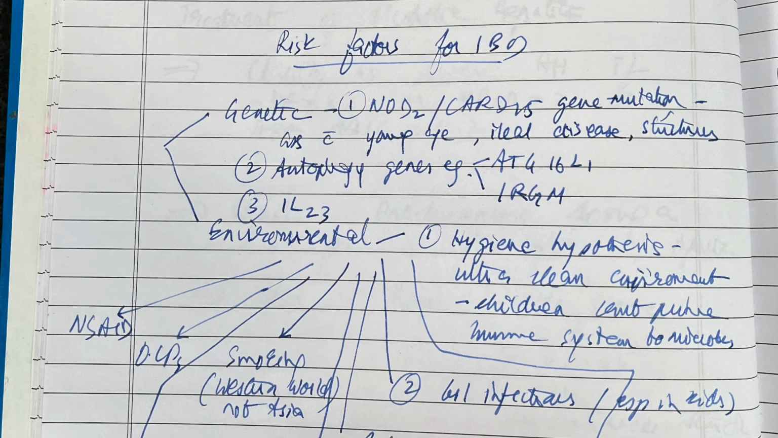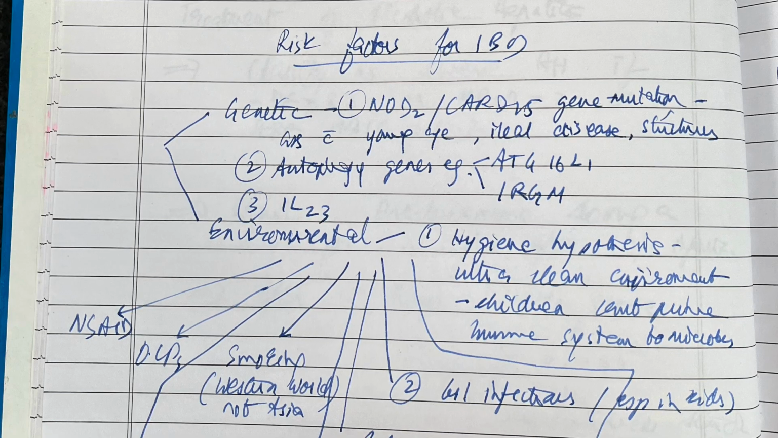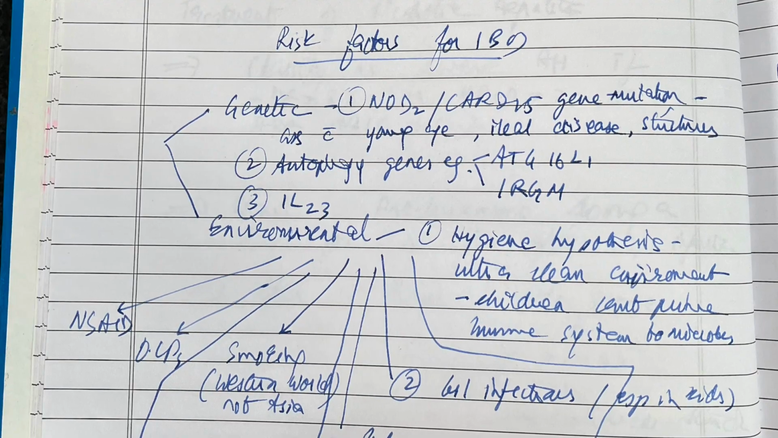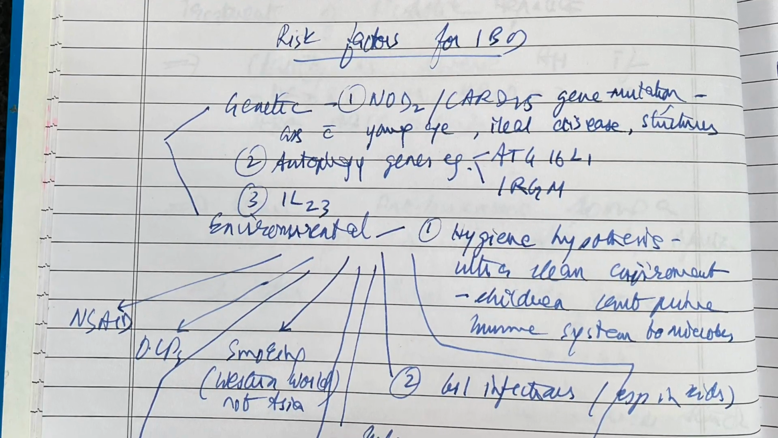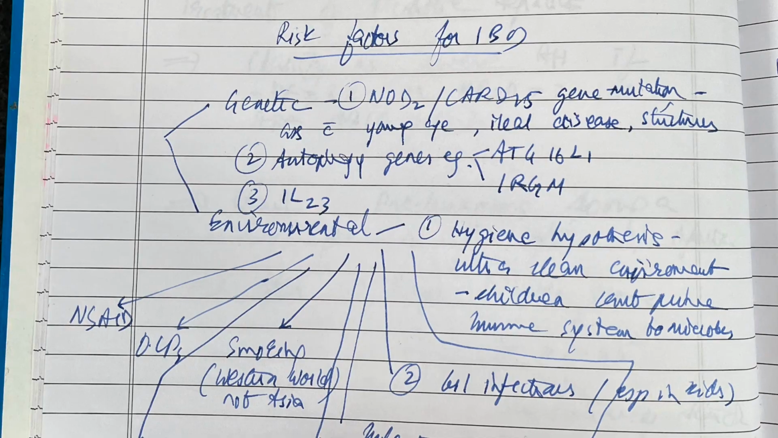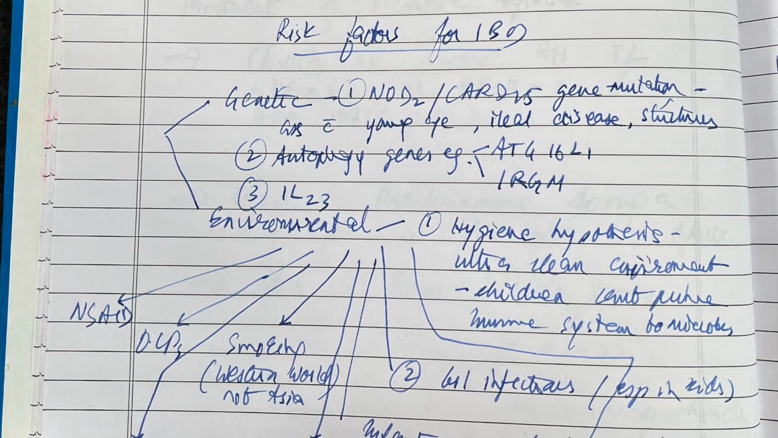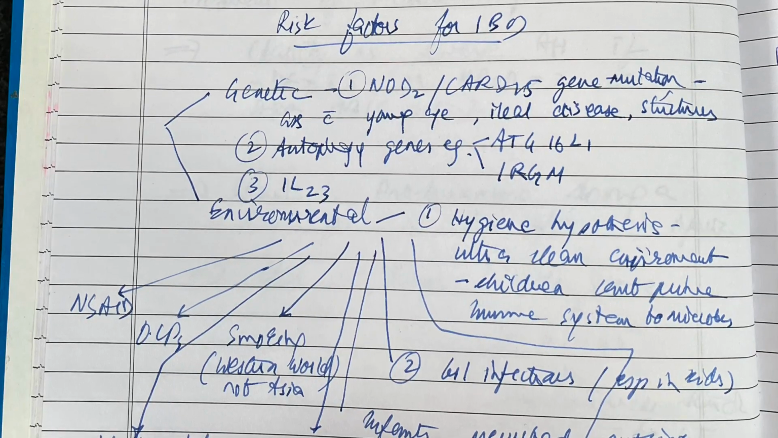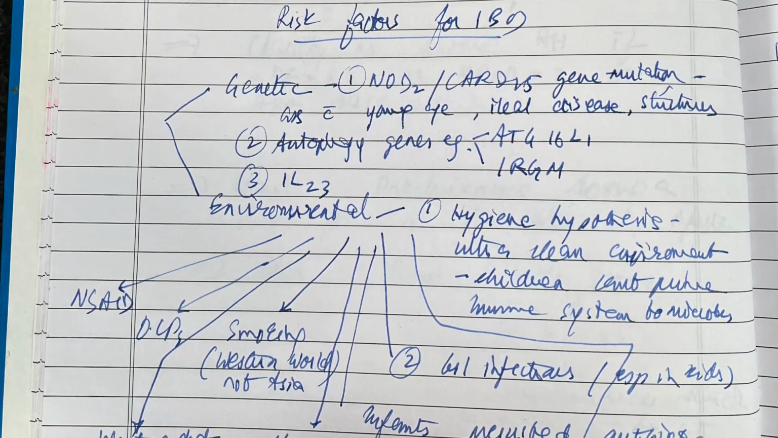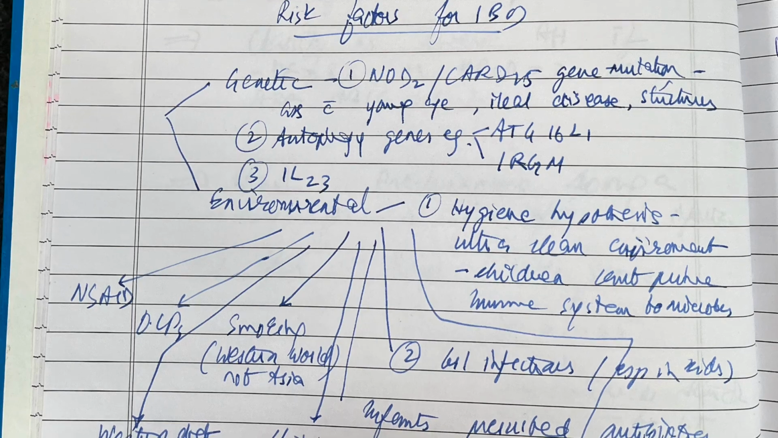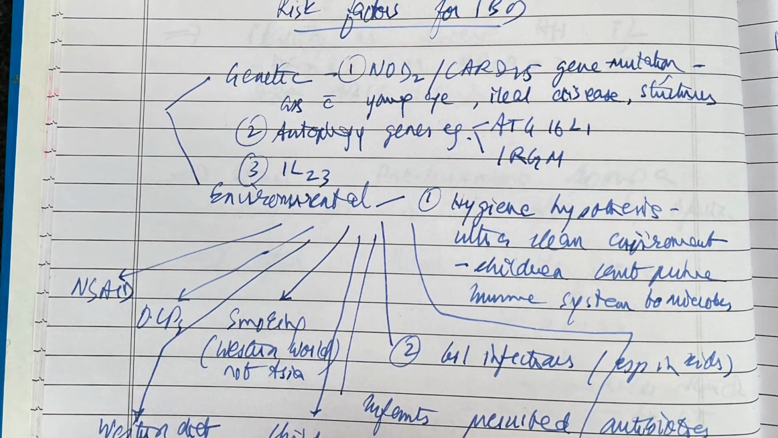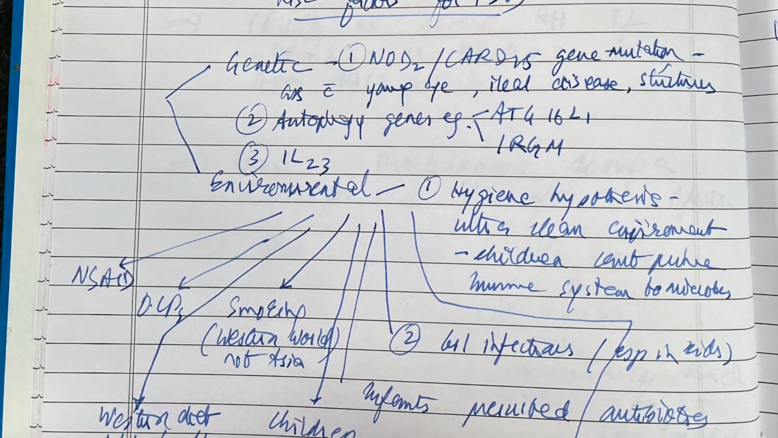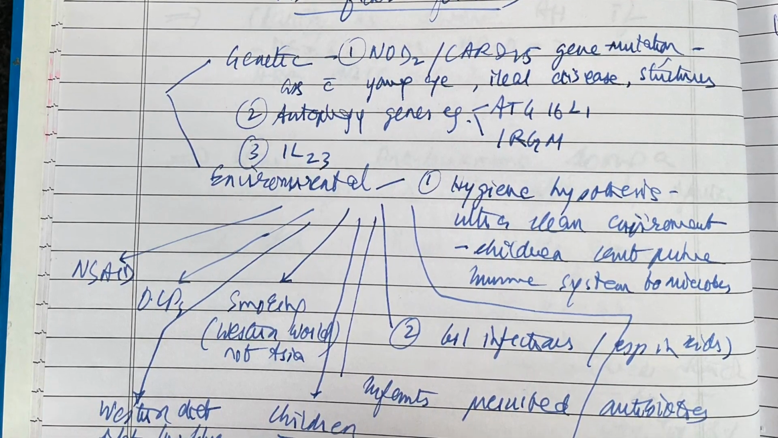Risk factors for IBD include genetic and environmental factors. Among the genetic factors, you have the NOD2-CARD15 gene mutation, which is associated with a younger age of presentation, ileal disease, and strictures. Then there are the autophagy genes, for example ATG16L1 and IRGM. And then you have the IL-23 mutation.